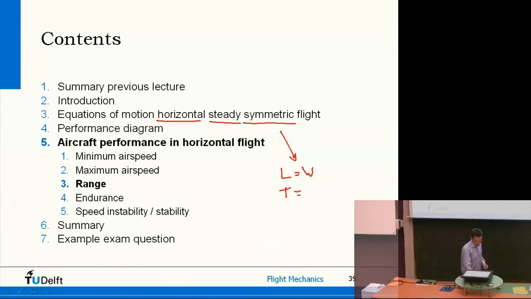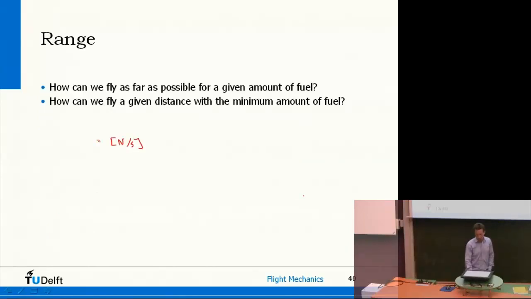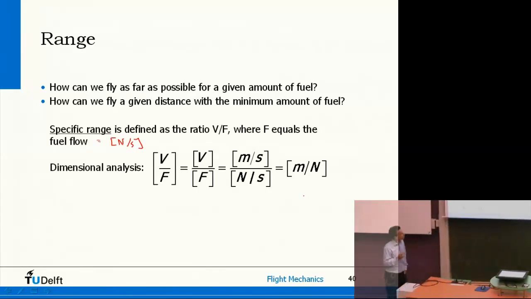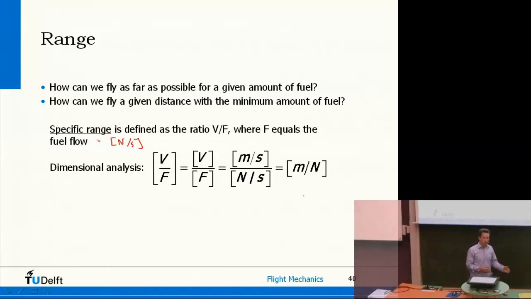Okay? Now, if you talk about range, and this sheet, I'm sure you've seen this before last week, we defined one parameter which is called the specific range, and it's defined as airspeed divided by fuel flow. So fuel flow is the amount of fuel that you use per second, and if you divide airspeed over fuel flow, you get meters per second divided by newtons per second. So it's the meters you can fly per newton of fuel.